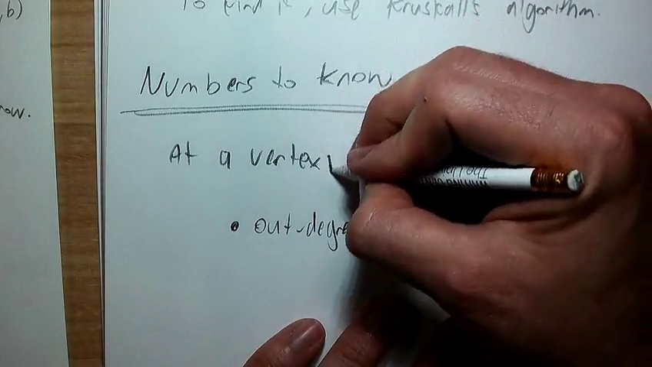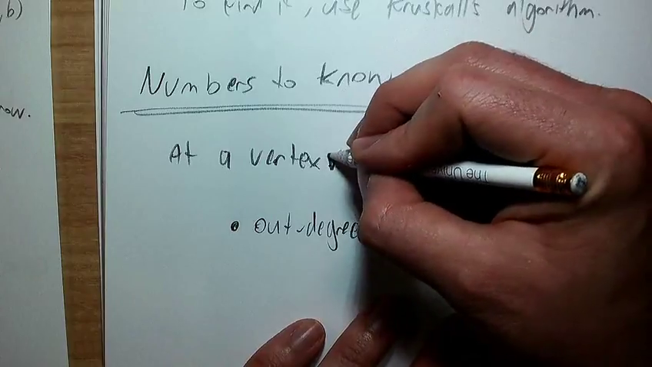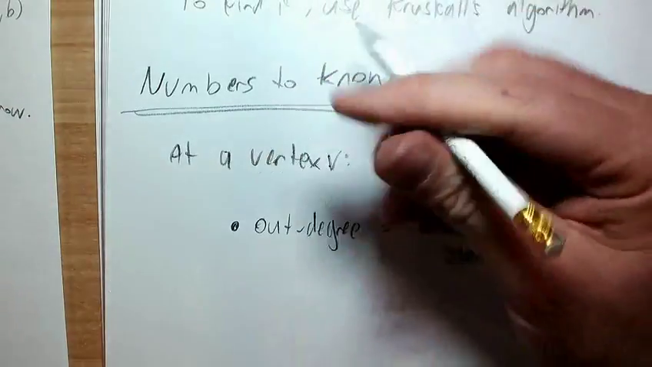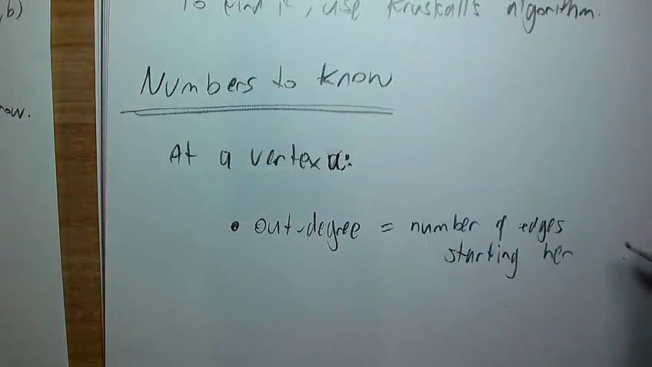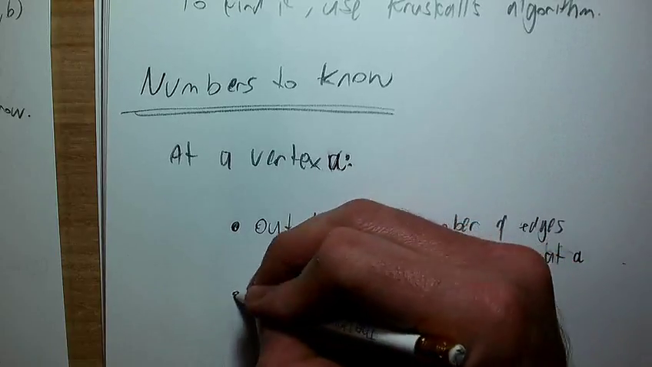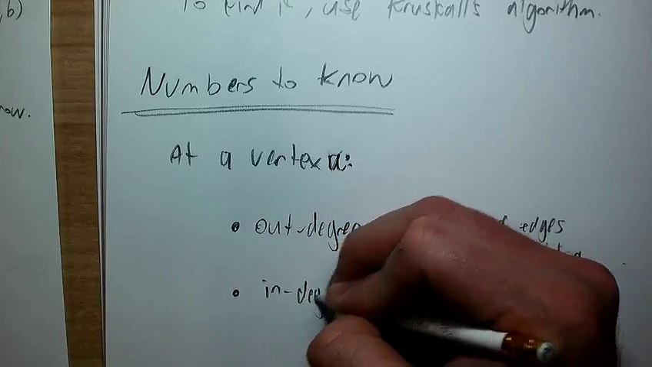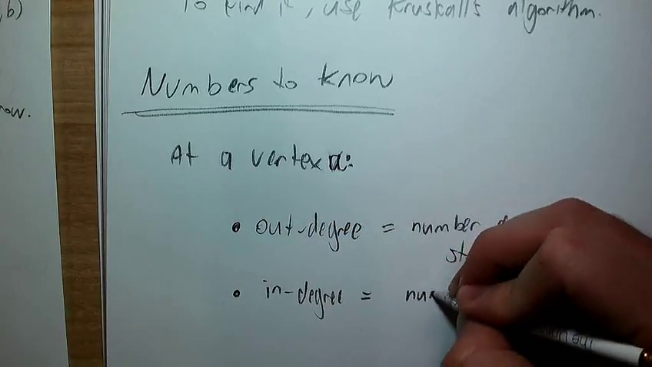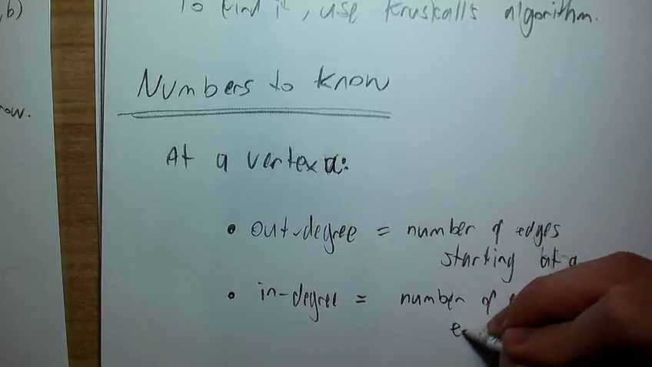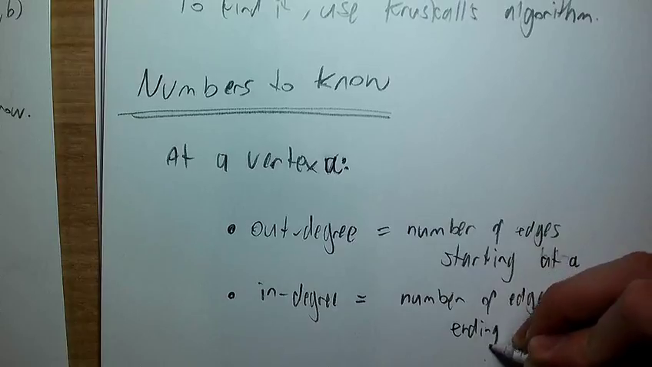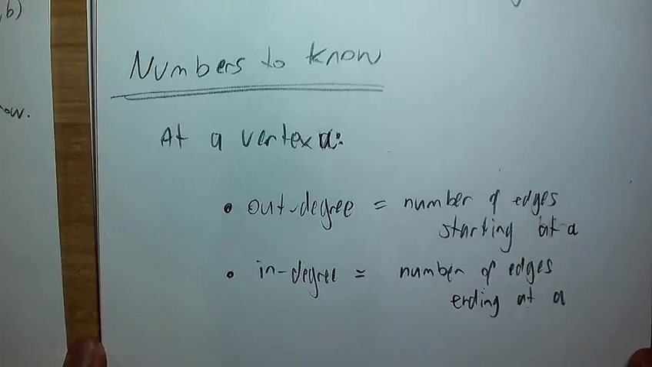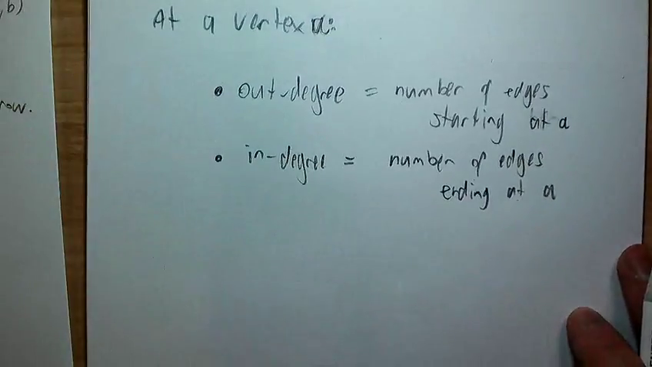Well, let's call the vertex v, say. It's a little v, not a big V, by the way. I will call it A because that is just less confusing. At a vertex which is called A, the out degree is the number of edges starting at A, and the in degree is the number of edges ending at A. And they go for directed graphs. In an undirected graph, you just go the degree.